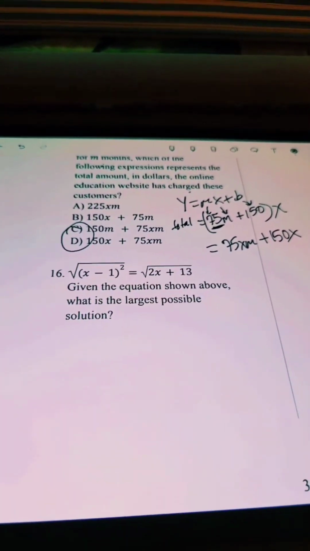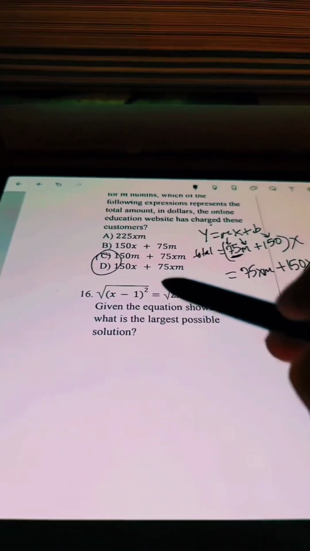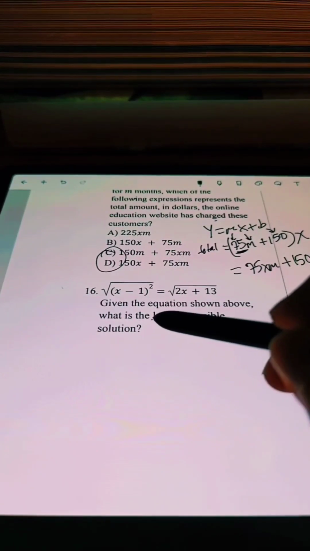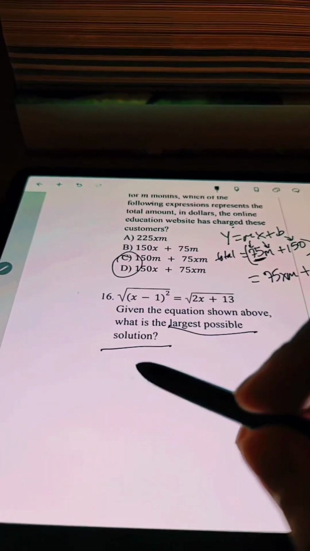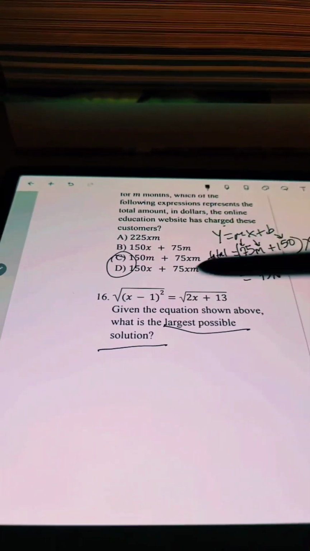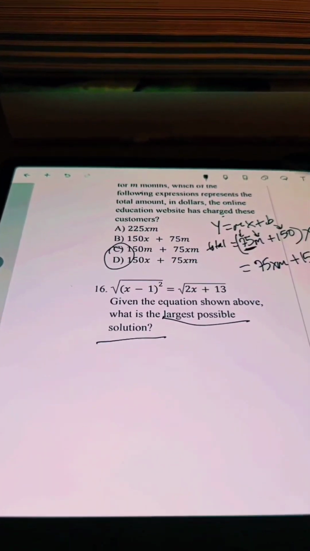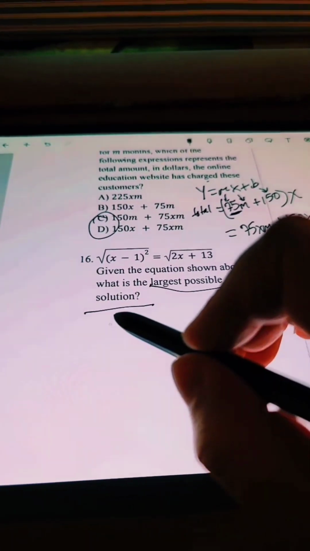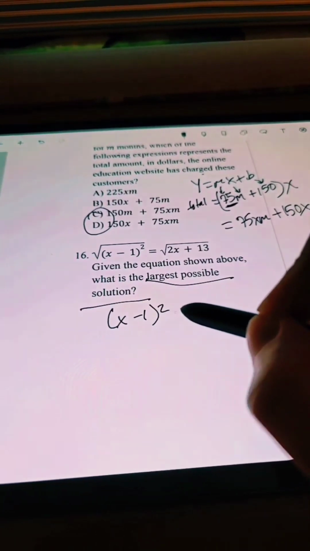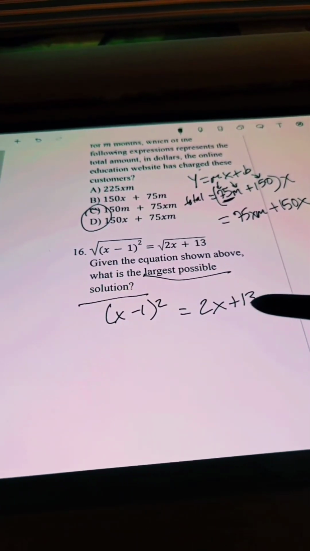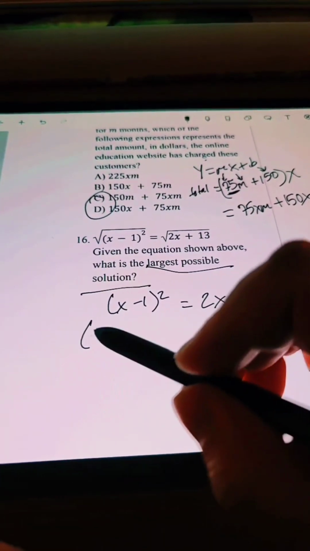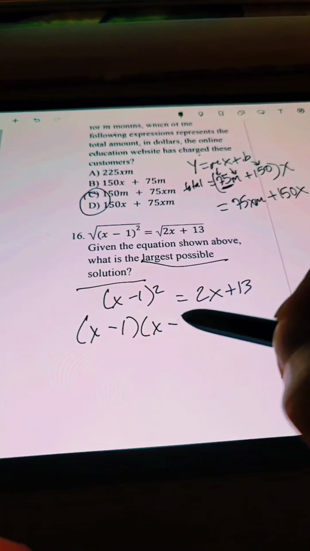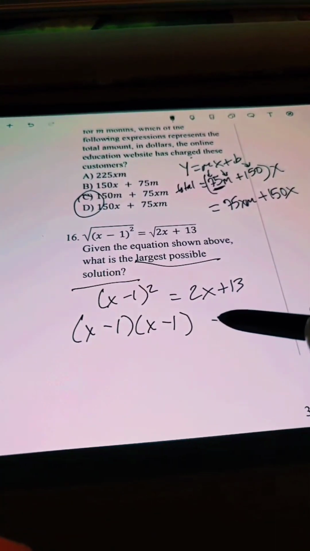Okay, so let's go to number 16. So we want to find what is the largest possible solution. So we could just get rid of the square roots because whatever's underneath each have to be equal for this to work. So we could just say it's x minus 1 squared is equal to 2x plus 13. And then I'm going to now FOIL this out because this is the same thing as x minus 1 times x minus 1.